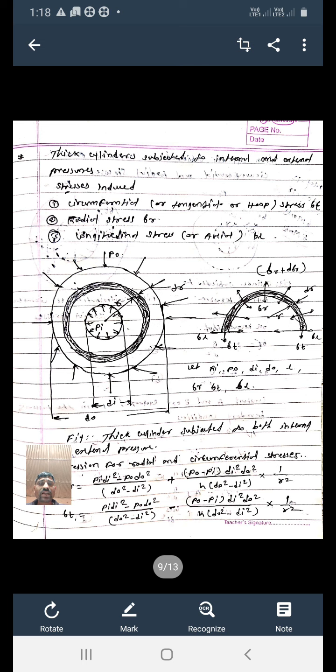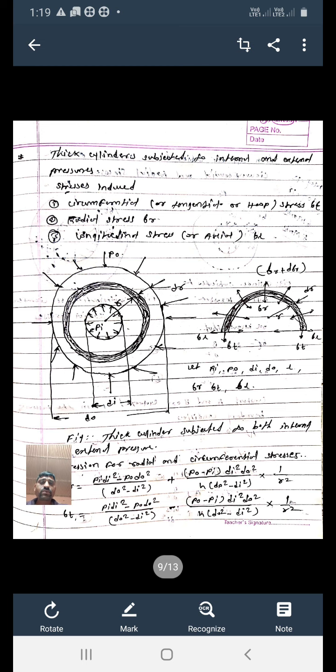Sigma r is the radial stress at radius r, where we consider that elemental ring having the radius r. This value is given in Newton per mm square or MPa. Sigma t is the circumferential or tangential or hoop stress, again at radius r, in Newton per mm square. And sigma l is the longitudinal or axial stress.